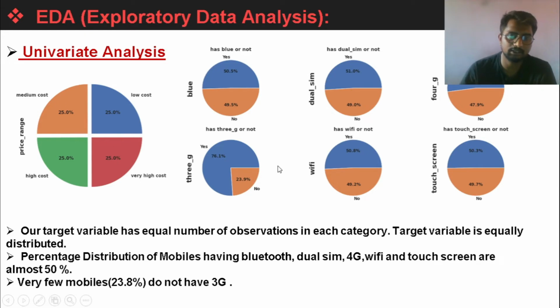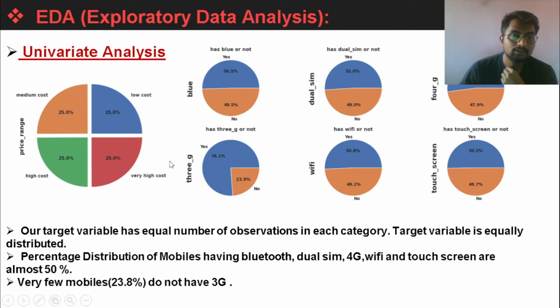Here first we can see the different pie charts. This is the pie chart for our target variable. We can see here our target variable has equal number of observations in each category, that is for low cost, medium cost, high cost and very high cost. Almost for every category 25% values are there.